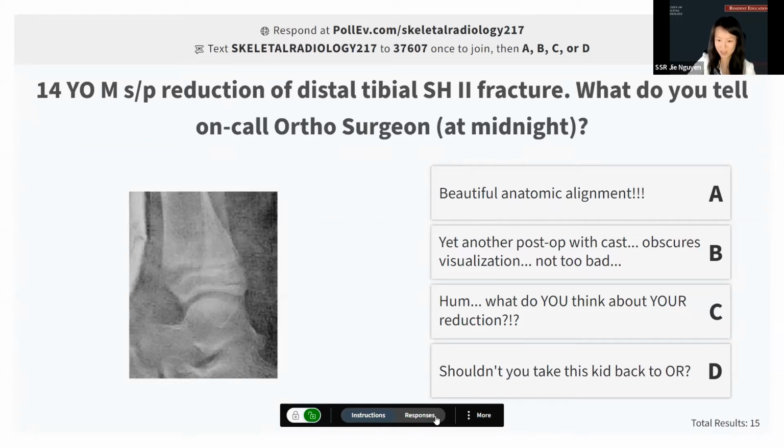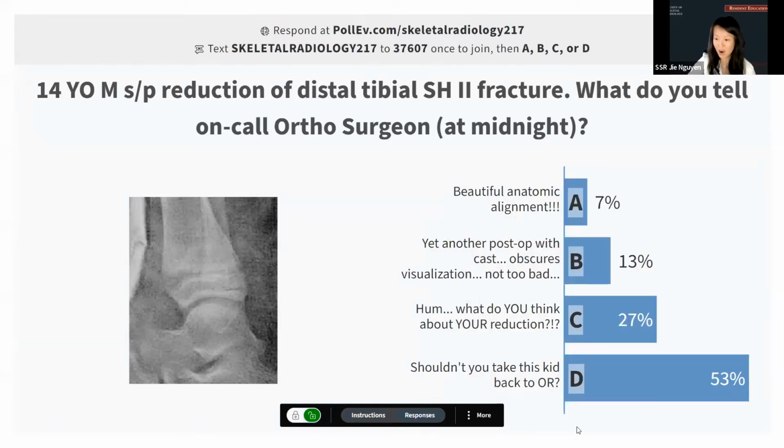Okay, so let's look at the responses. Oh, you guys are so good. Shouldn't you take this kid back to the OR? Why? No, this is great.